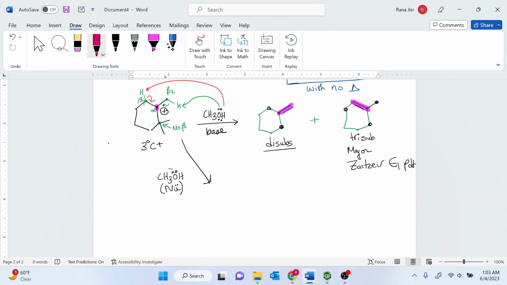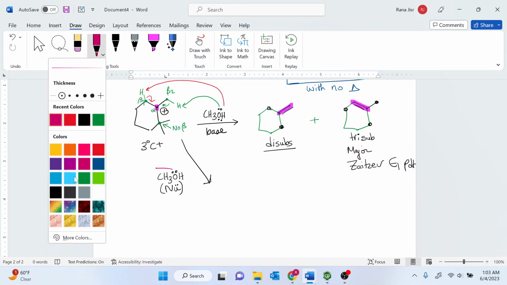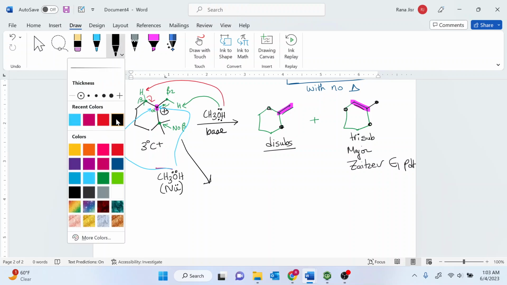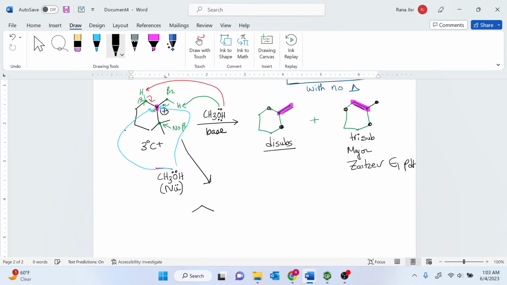So the nucleophile is going to come and attack. Let's use a different color. So the nucleophile is going to come and attack either from this side or it's going to attack from the opposite side. So you're going to end up getting 2 products in this case. And they're going to be a racemic mixture. So always with SN1 reaction, you are going to get a racemic mixture.